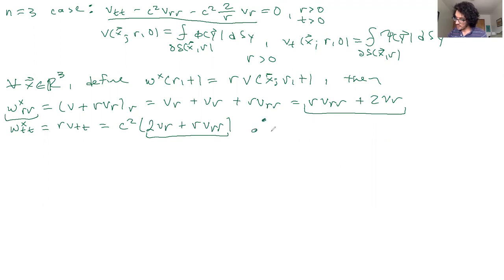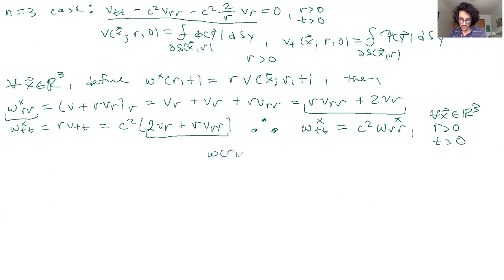So therefore, W_tt(x,r,t) is equal to c squared W_rr(x,r,t). And this is true where? Well, it's true for any x in R3, for any r greater than zero, for any t greater than zero.